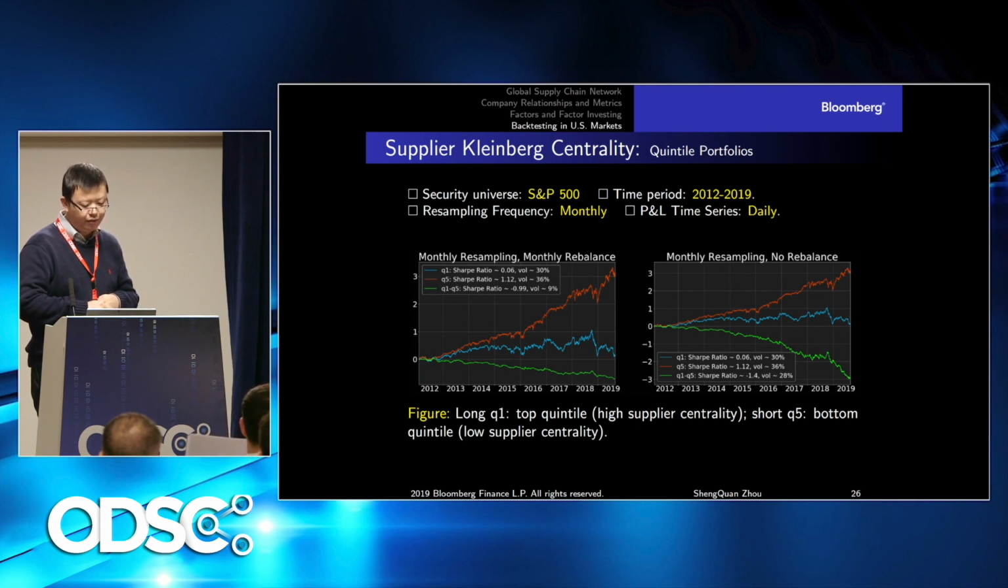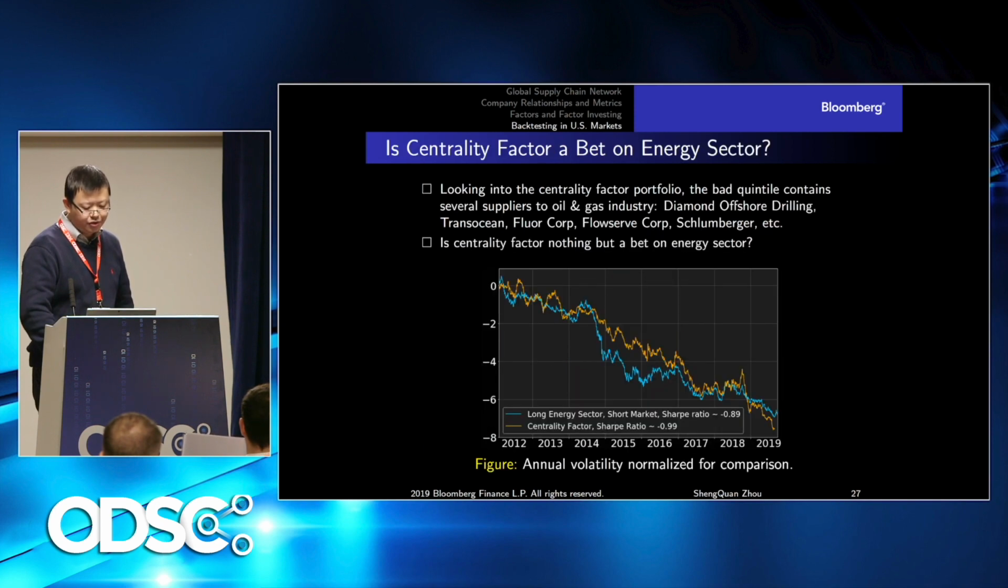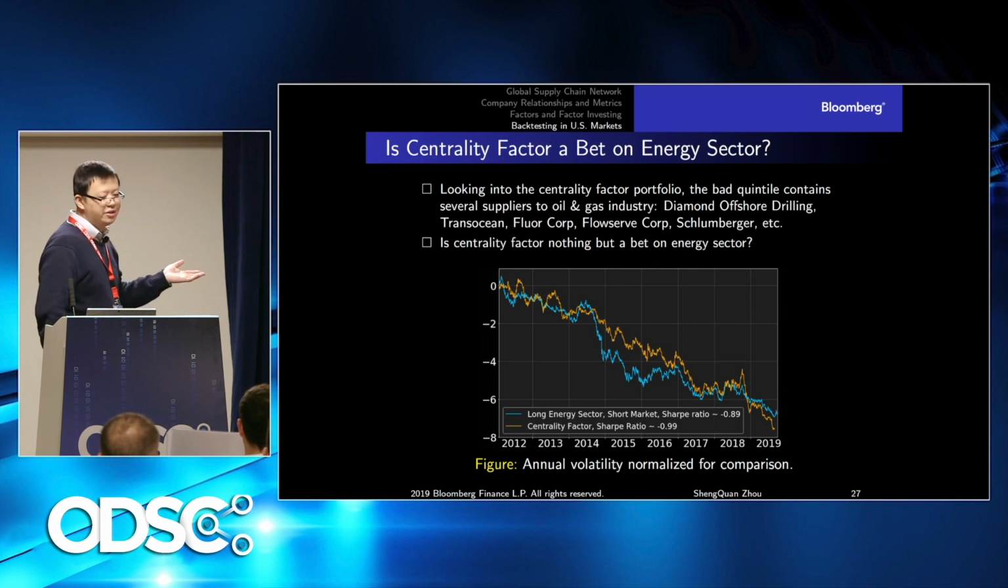When I first looked at the result, I was pretty excited. I showed one of my colleagues, and he questioned me. He looked into the membership of the quintile and found a lot of suppliers to the oil and gas industry in the bad quintile. And he said, okay, I can actually generate the same P&L with a much simpler portfolio, which is long the energy sector and short the market, which generates pretty much the same thing. So you can say your strategy is nothing more than a bet on the energy sector. I tried to convince him that there's more than that.